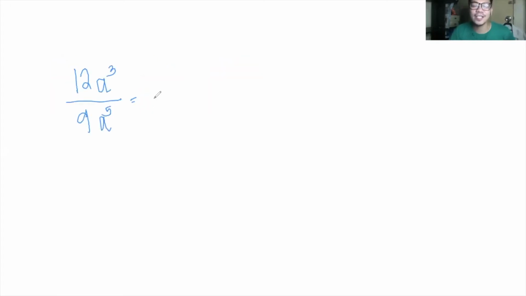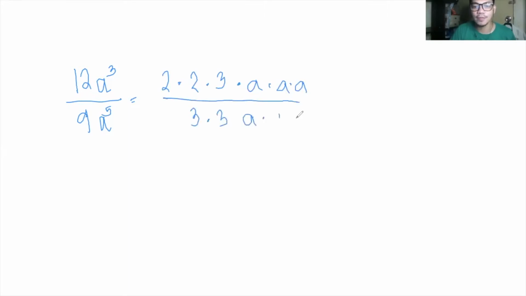Okay, let's have this example. 12a cubed over 9a raised to 5. So the prime factors of 12, we have 2 times 2 times 3 times a times a times a for a cubed. And then for 9, we have 3 times 3. And then for a raised to 5, we have a times a times a times a times a. So we can cancel the common factors 3 and 1 pair of a here, another pair, and one more pair.